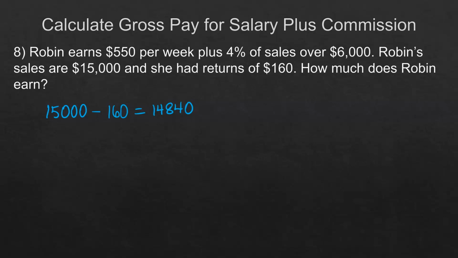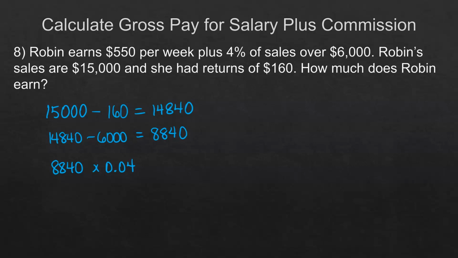And that's $14,840. And then it says she makes 4% of sales over $6,000. So that means that we have to take out the $6,000 and that's going to be what she gets paid commission on. So we take the $14,840 and subtract 6,000. And then this remaining amount is what she gets paid commission on, right? So the 8,840, and she gets paid at a rate of 4% commission, right, for oversells of $6,000.